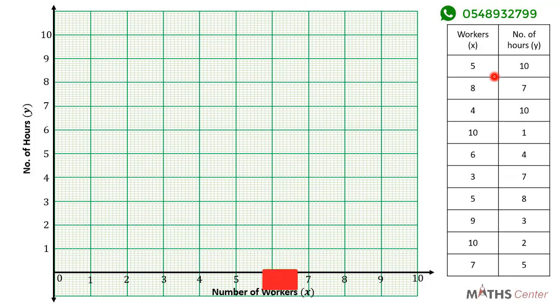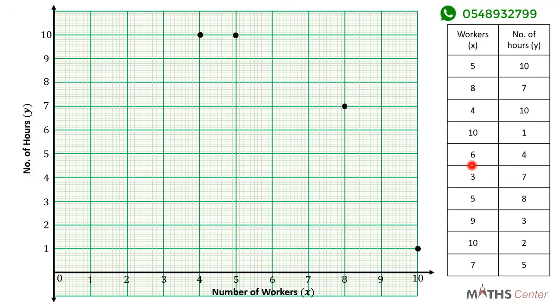Let's start. The first one is 5, 10. So 5 on the x-axis, 10 on the y-axis. That will be here. The next one is 8, 7. 8 on the x-axis, 7 on the y-axis. That's here. The next one is 4, 10. 4 on the x-axis, 10 on the y-axis. That's here. The next one is 10, 1. 10 on the x-axis, 1 on the y-axis.